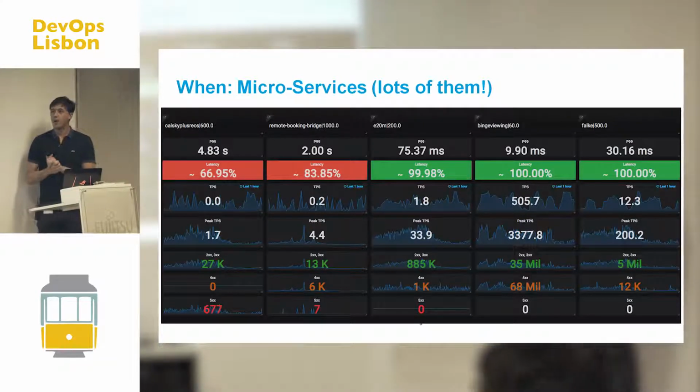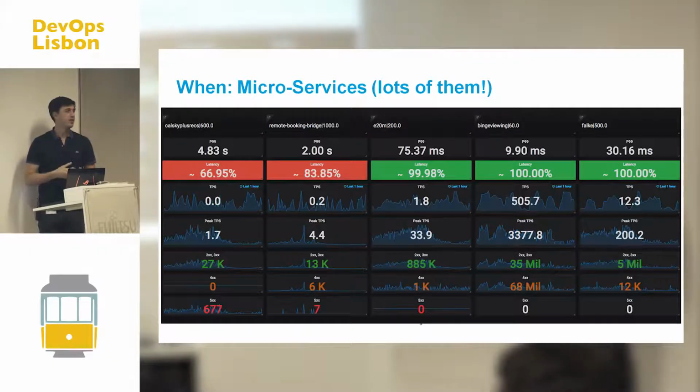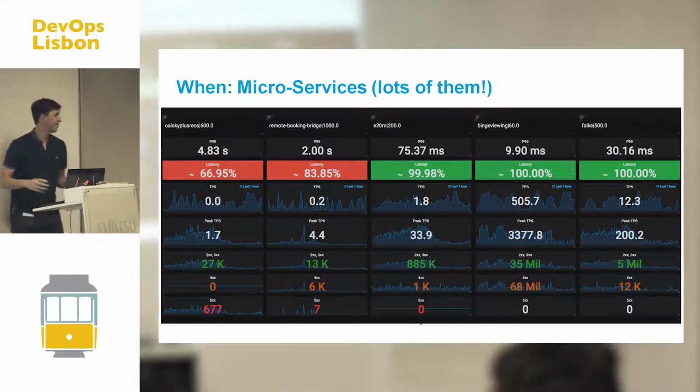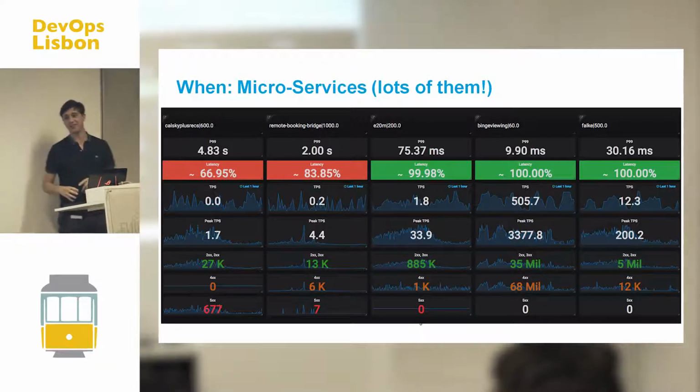So now, who likes microservices? Nobody? Nobody likes microservices? 1, 2, 3. So who builds microservices? Well, not too many people as well, but that's okay.